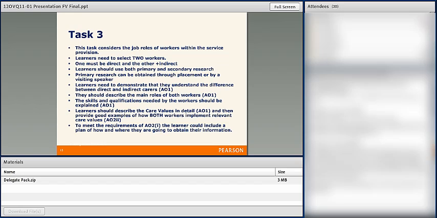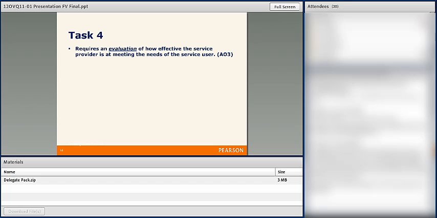And then finally, to meet the requirements of AO21, which is planning and research, the learner could include a plan of how and where they are going to obtain their information. And this task lends itself quite nicely to that because of the primary research that is required. So if they identify that they're going to speak to somebody, they could actually have an action plan of how they're going to contact them, when they're going to come in, what questions they're going to ask, and have a plan that will give them some evidence for AO21. I'll look in detail a little bit more at AO21 when we look at the actual assessment objectives.